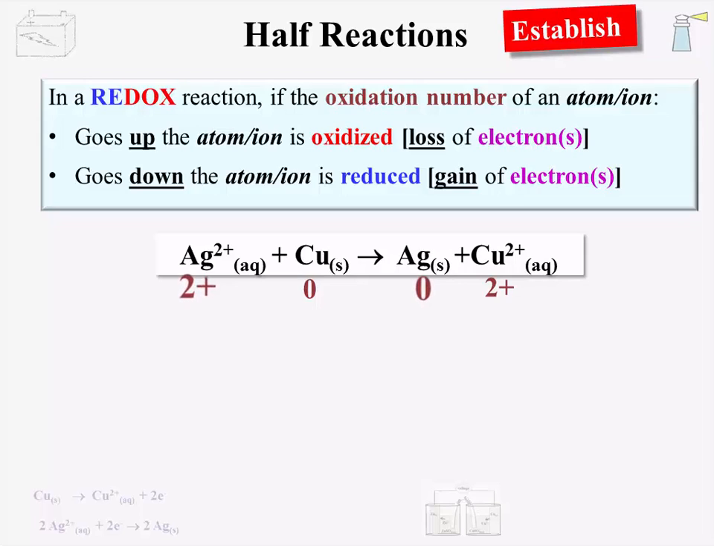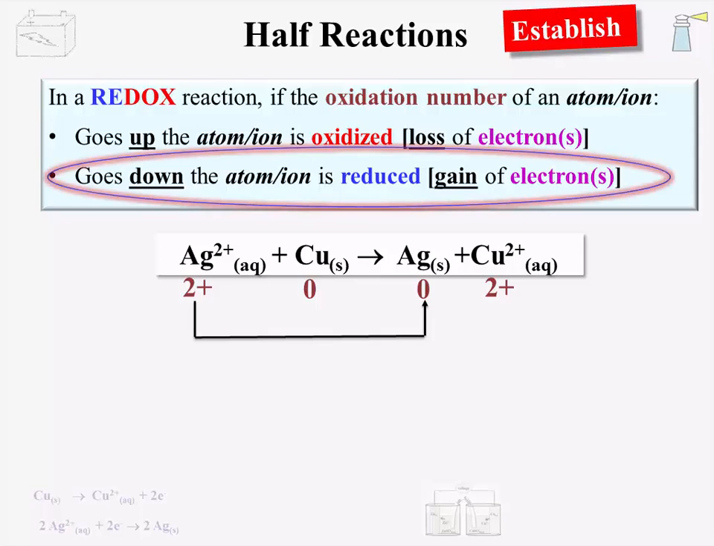Looking at the oxidation numbers for just silver and going from reactant to product, the oxidation number decreases from +2 to 0. If the oxidation number goes down, the atom or ion is reduced. This is the reduction part of the equation. Take out just these species and establish a half reaction.